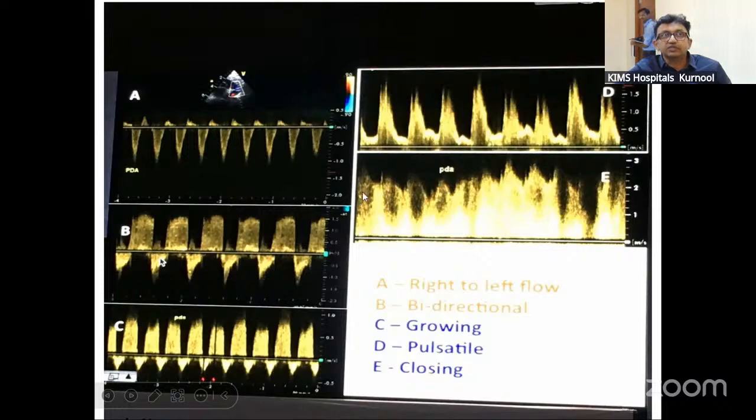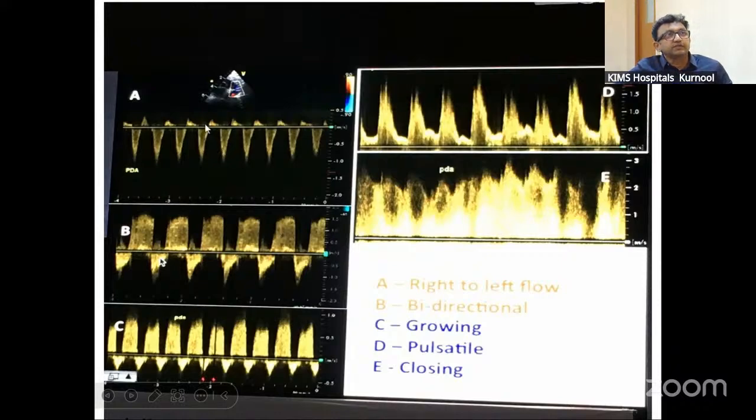When the duct is closing down, the pressures remain high in the pulmonary artery, so the pressure doesn't come down from here. So it appears like this. The whole wave is staying up, and this is called the closing pattern, which is the E here. The pulsatile pattern indicates the duct is big, the shunting is happening nice and smooth. Here the shunting is happening, but the pressures are not coming down, which indicates the duct is slow, small, or closing down.